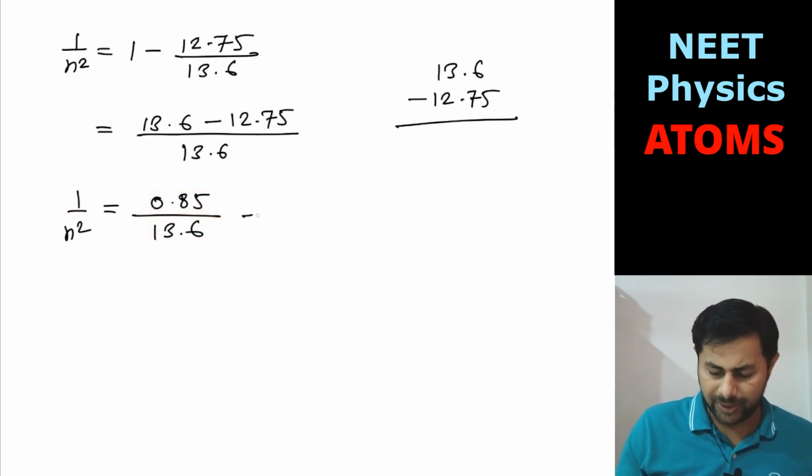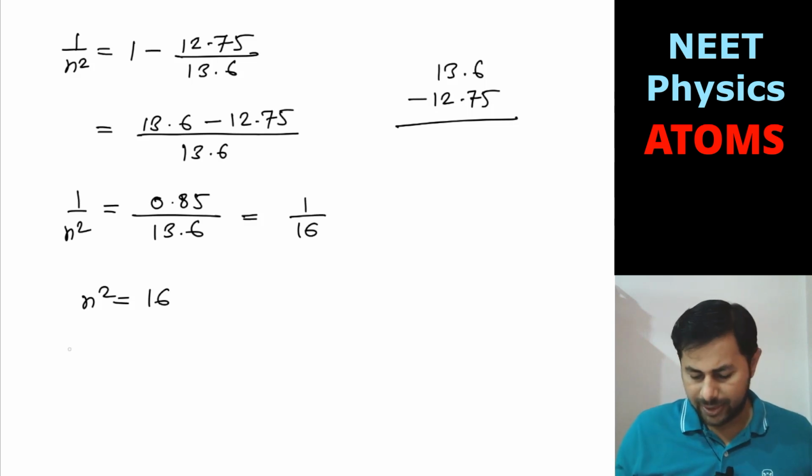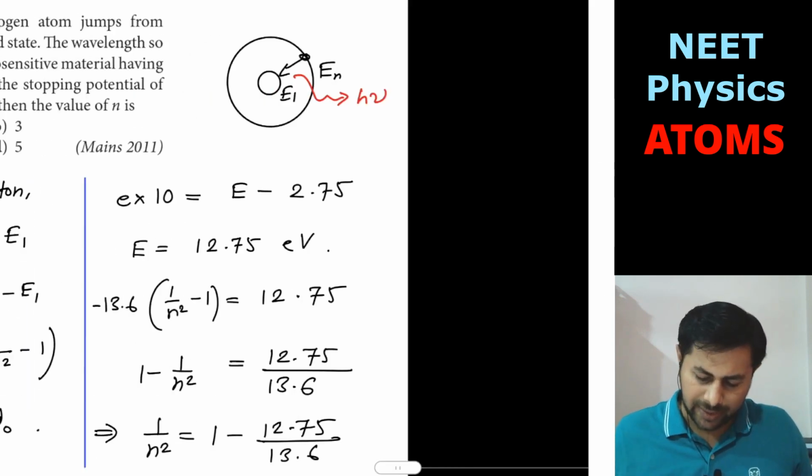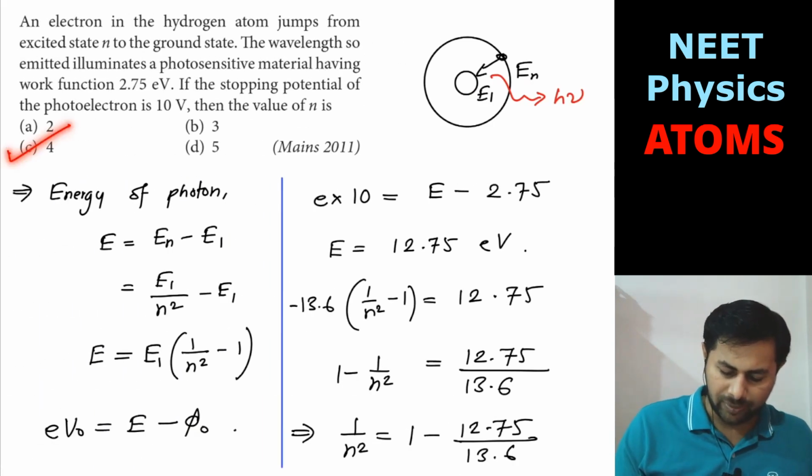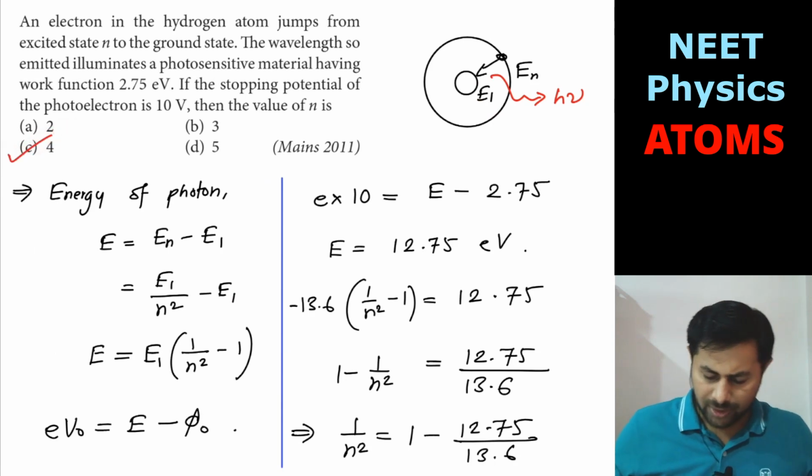And therefore n square is equal to 16, right? And therefore n would be equal to 4. So I guess that's the answer. n is equal to 4, so it's option C. Okay, is this clear, everyone?